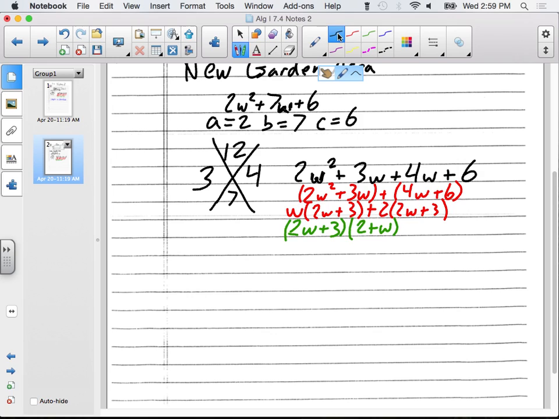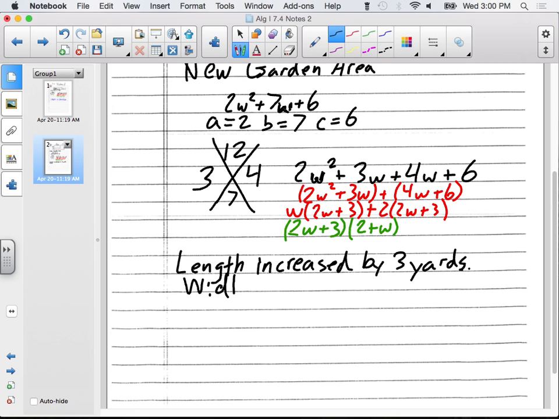So in a sentence, what can we say about the length and the width? The length increased by 3 yards. And then what did the width increase by? The width increased by 2 yards. There you go.